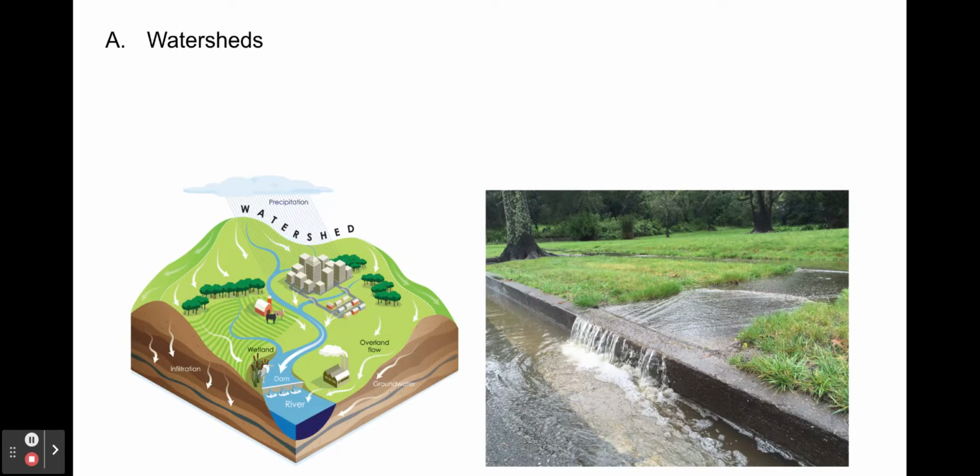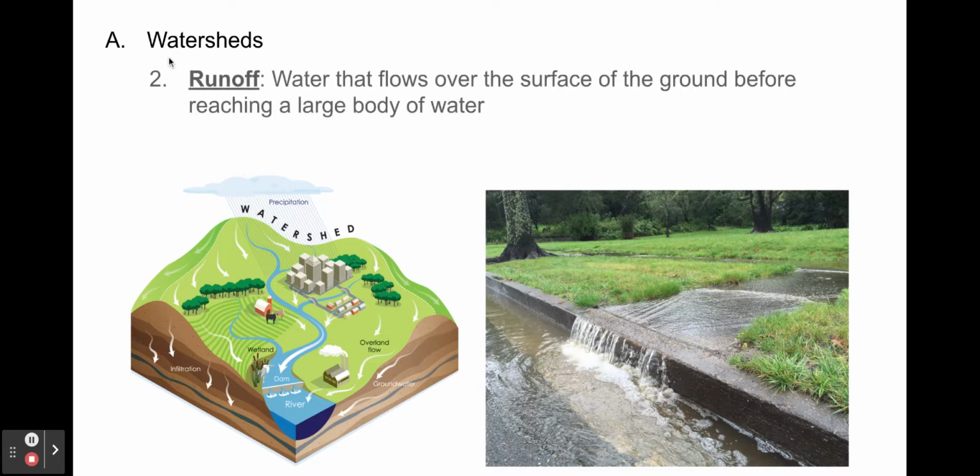There's other places that water can go. So notice we're still in section A. You don't need to rewrite that. But now we're looking at detail 2 under section A, runoff. Runoff is the water that flows over the surface of the ground before reaching a large body of water.